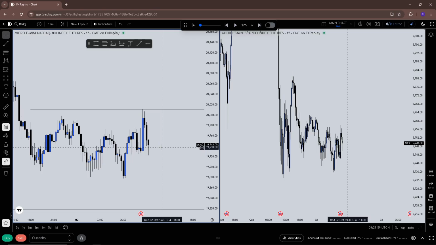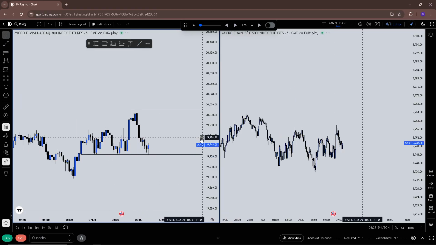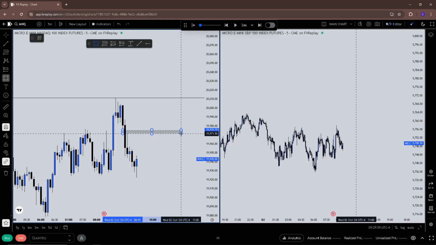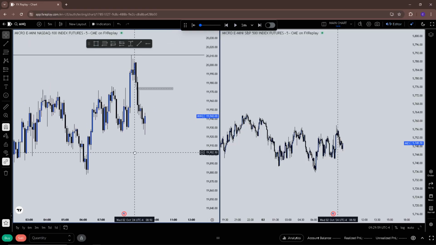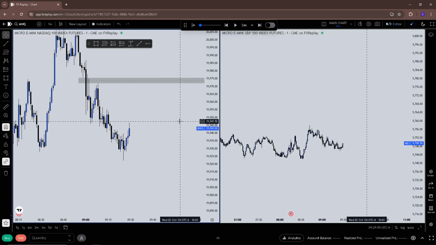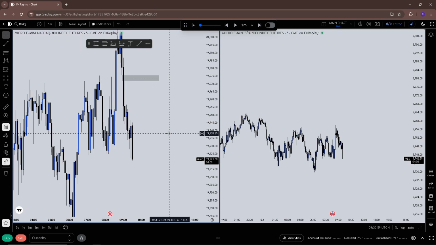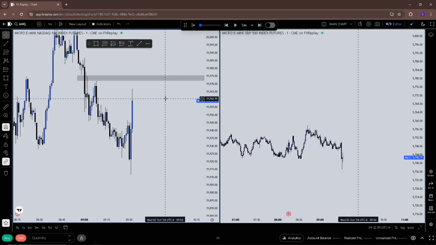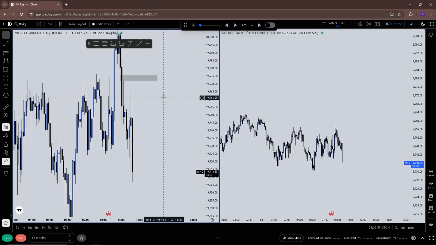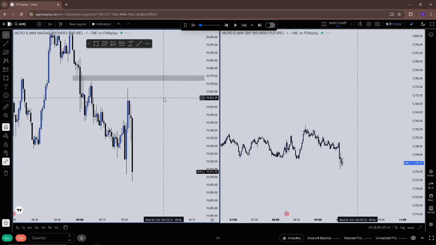Did just get inverse of that 15-minute. We do have an unfilled 15-minute that we just tapped into as well. I'd like to see this unfilled 5-minute get tapped into before we go lower. Come tap into this unfilled 15.